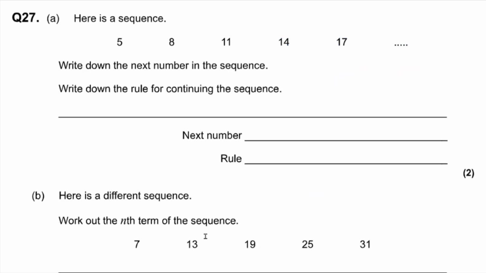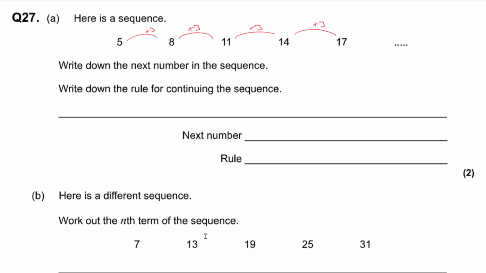Question 27a. Here is a sequence: 5, 8, 11, 14, 17, and so on. Write down the next number in this sequence. Well, what's going on from term to term here? From there to there, it's got a difference of 3. From there to there, it's got a difference of 3. From there to there, it's got a difference of 3. So this is an arithmetic progression, or a linear sequence is another way of putting it.